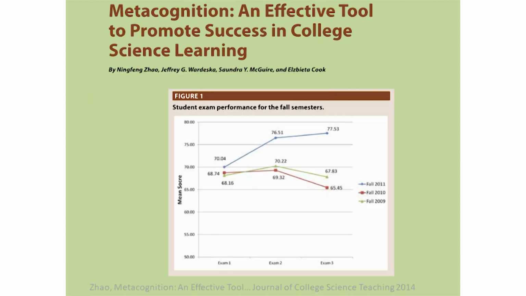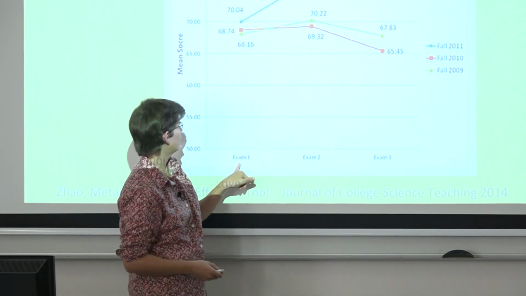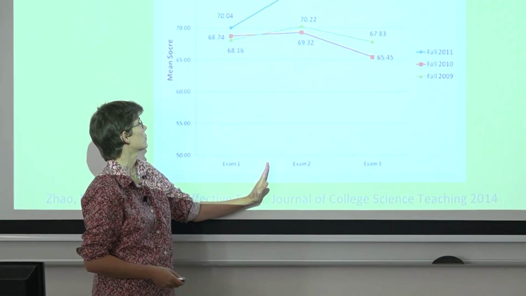And here's the result from this study. These two years were control years, before they had done the intervention. And then the blue is the results. So that was the first exam, and then they did the intervention.